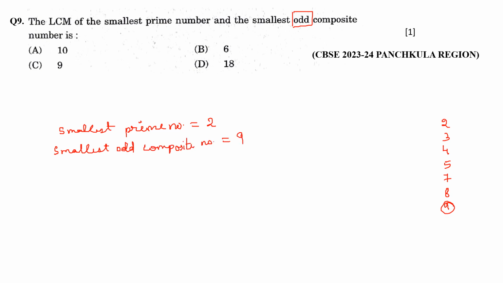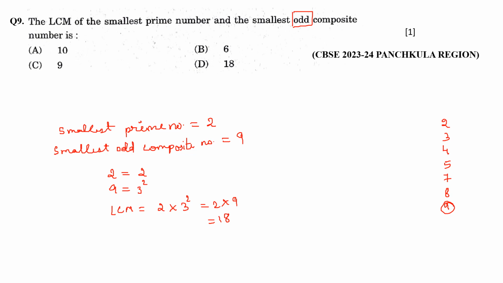So the smallest odd composite number is 9. Now to find the LCM, you can solve this question in two ways. Now do the prime factorization. 2 itself is a prime number. Now 9 can be written as 3 square, isn't it? So LCM is what? It is the product of the greatest power of each prime factor. Now the prime factors are 2 and 3. The greatest power of 2 is 1. The greatest power of 3 is 2. So from here I can see 2 into 9, which is 18.